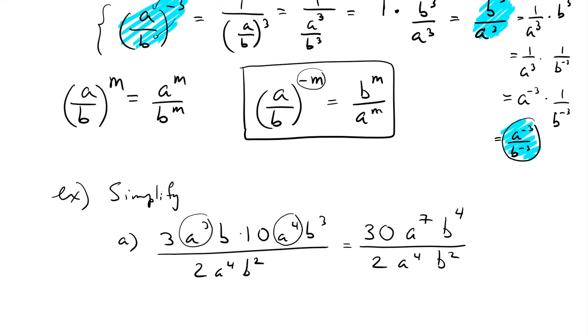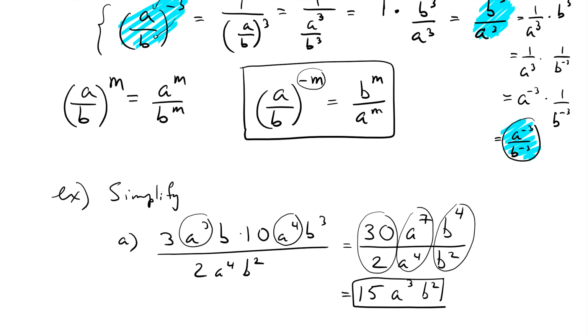Then you regroup like terms, above and below, so these match perfectly. And also by writing the variables in alphabetical order, they're already matched up. So 30 over 2 is 15, a to the 7 over a to the 4, that's a cubed, b to the 4 over b squared, that's b squared, and we're done. This is our final answer.